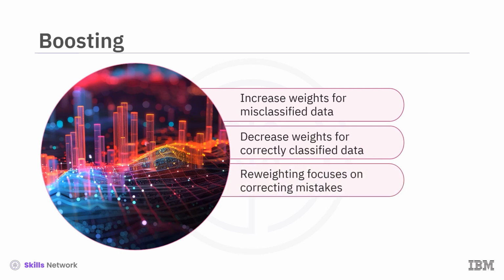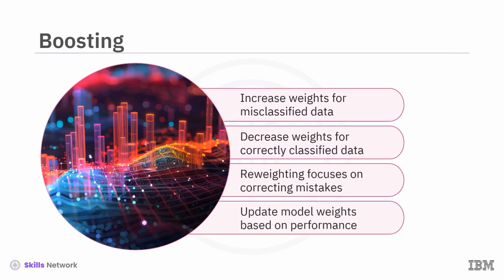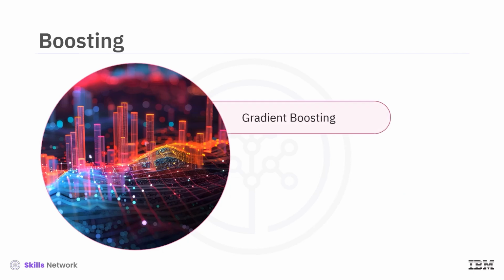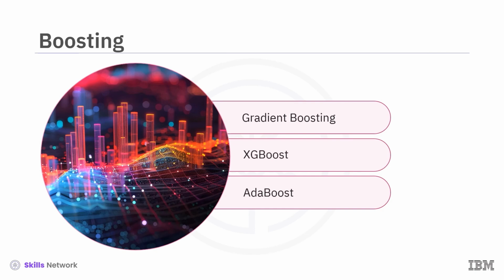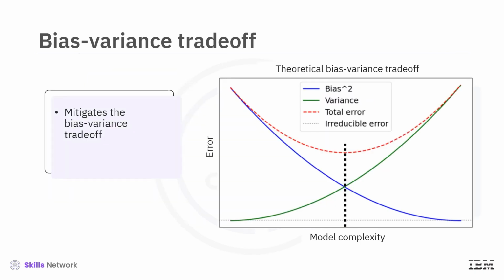This reweighting helps the algorithm focus on correcting the mistakes. The model's weights are updated based on the performance of each weak learner. Popular boosting algorithms include gradient boosting, XGBoost, and AdaBoost. This graph demonstrates how bagging and boosting can help mitigate the bias-variance trade-off by strategically adjusting model complexity.